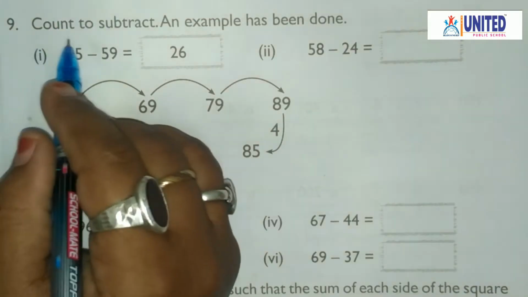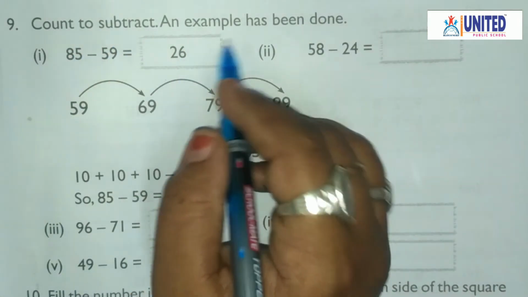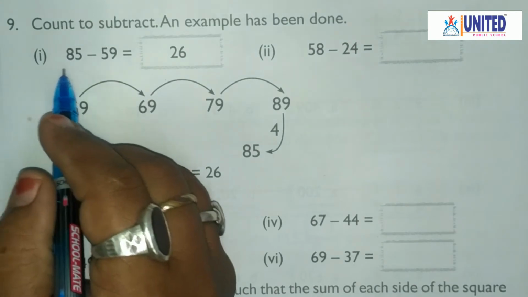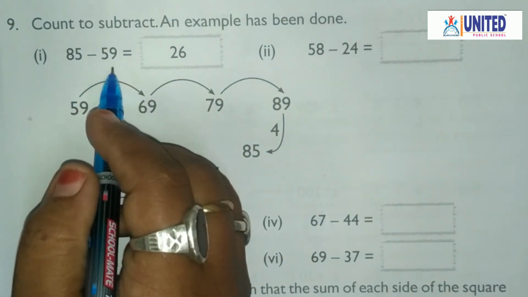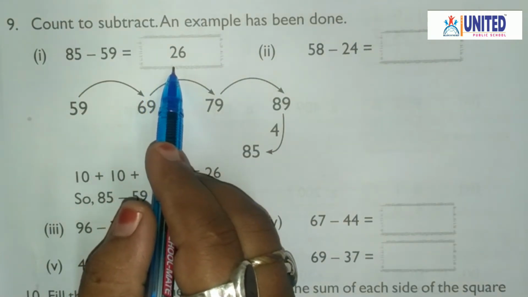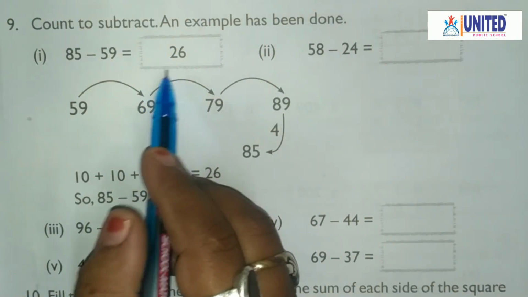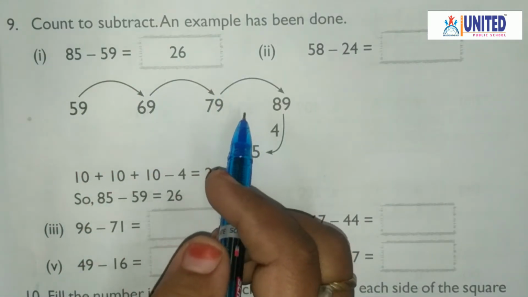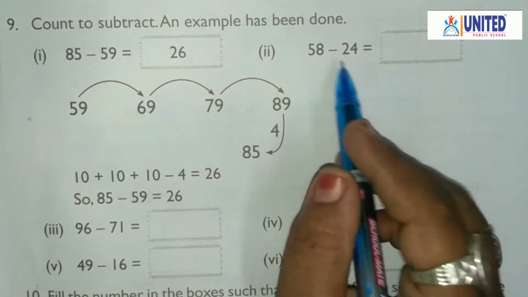Now number 9, count to subtract. An example has been done. First number, 85 minus 59. So here you can see the answer comes 26. That means here we can go from 59 to 85. Okay, so now let us see the second number.